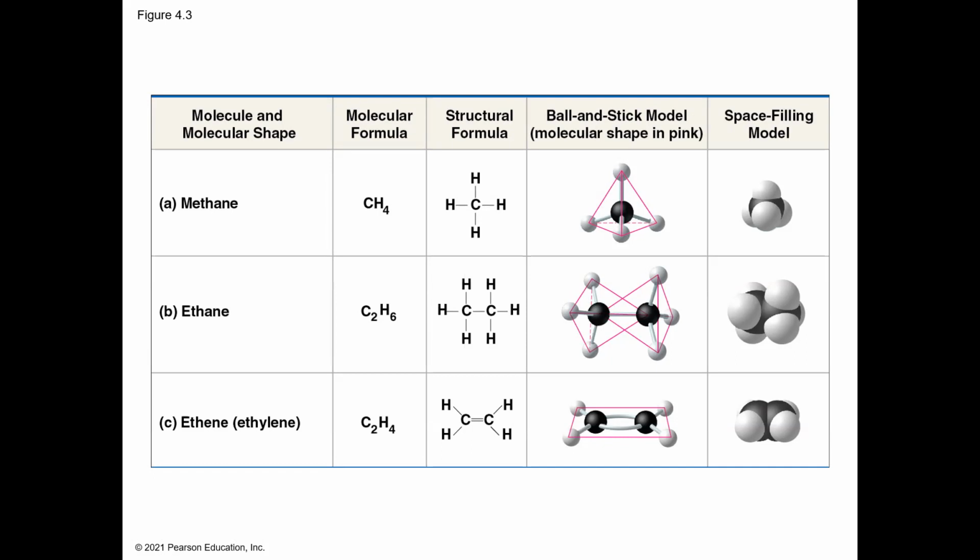This is just an example. There's many, many more that are even more complex than this. For example, methane, carbon can form four bonds with hydrogen. Ethane, carbon can bind to another carbon, and then the rest of them can be hydrogen bonds. And then, for example, you can have a double bond with carbon, and then the other ones can be hydrogen. So there's all kinds of different possibilities that exist with the carbon molecule.